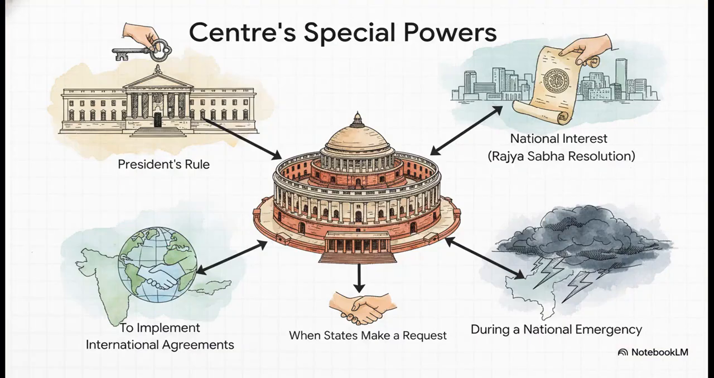And you can really see the extent of the center's power here. Under the Constitution, there are 5 specific, extraordinary situations where the central parliament can step in and make laws on subjects that are normally reserved for the states. This can happen during a national emergency or to implement an international treaty. It can even happen if the Rajya Sabha, that's the upper house of parliament, which represents the states, passes a resolution saying it's in the national interest.